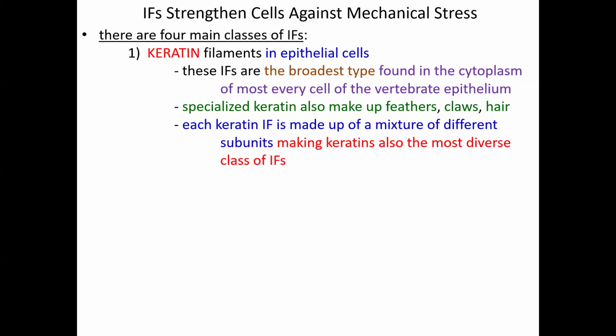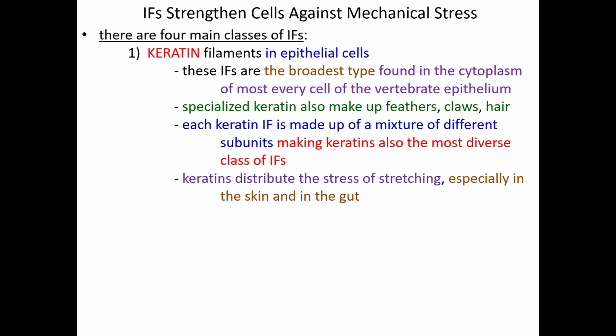Each keratin intermediate filament is made up of a mixture of different specific subunits, but those subunits are assembled in just the way that I said before. Two monomers come together and twist to form a dimer, dimers make tetramers, tetramers make fibers, fibers bundle together to make the intermediate filaments. But because we have different types of subunits that can be involved in keratin formation, keratins are also the most diverse class of intermediate filaments.